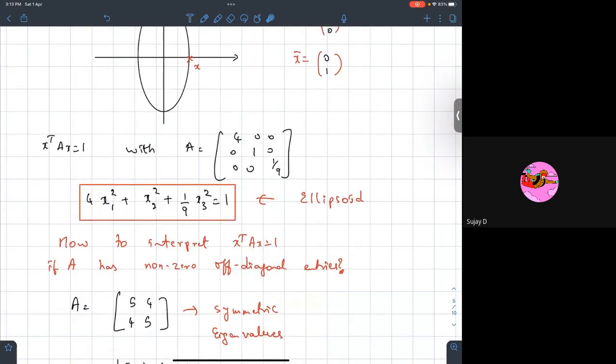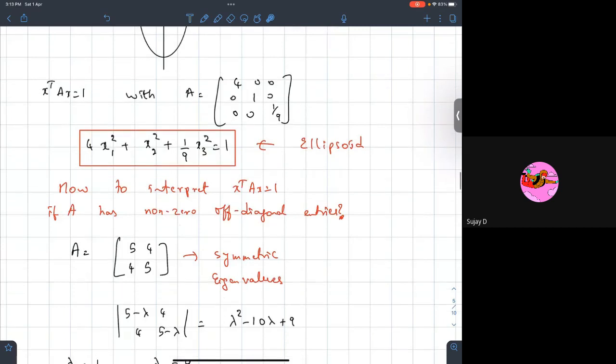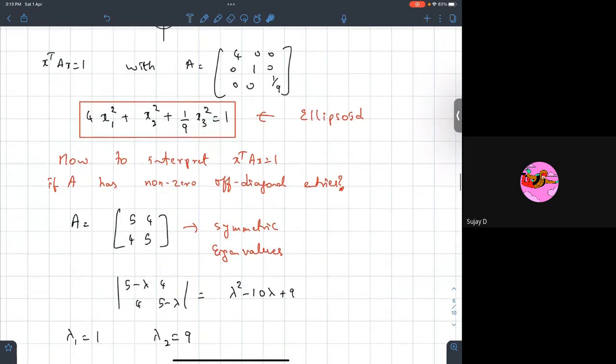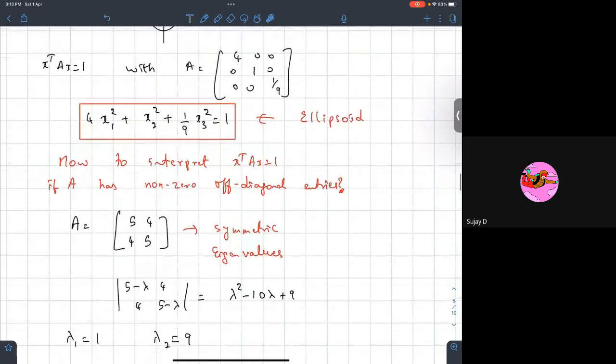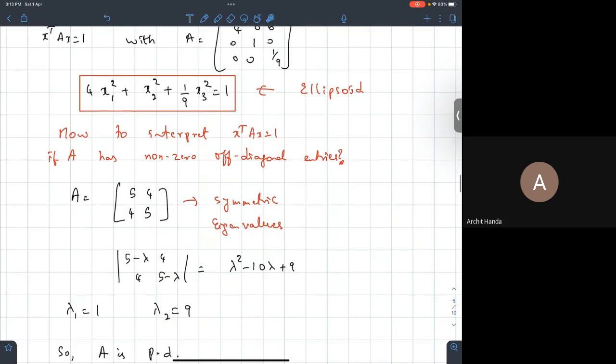All right. So I will take this matrix 5, 4, 4, 5. What are its eigenvalues? Its eigenvalues are 1 and 9. It's just elementary. So the question now is, is this a positive definite matrix? Yes, trivially.